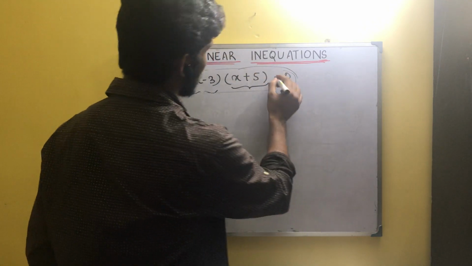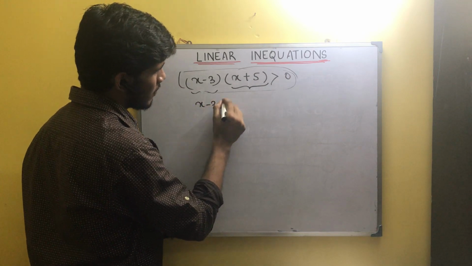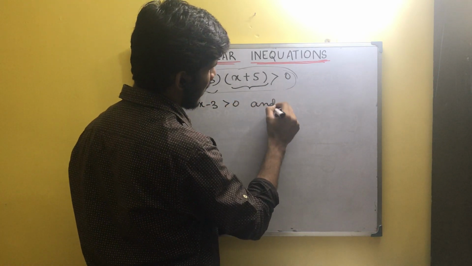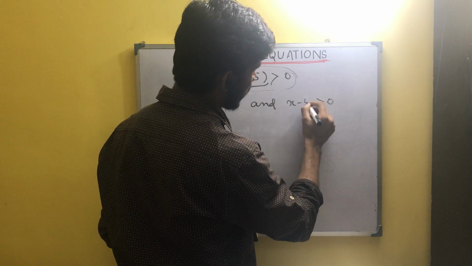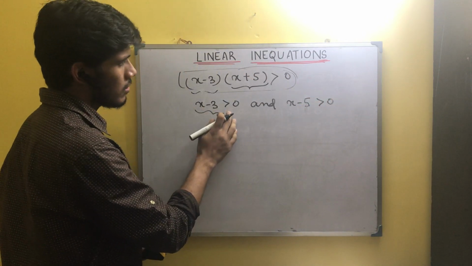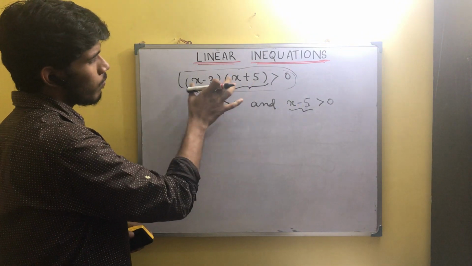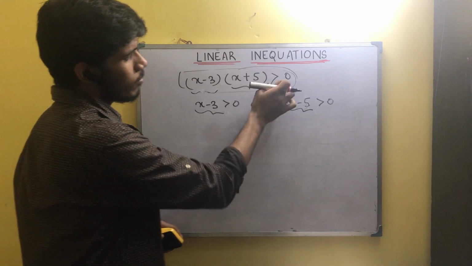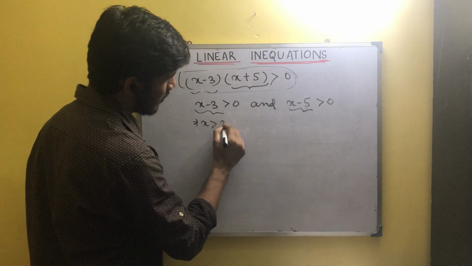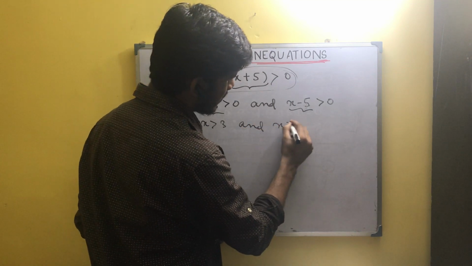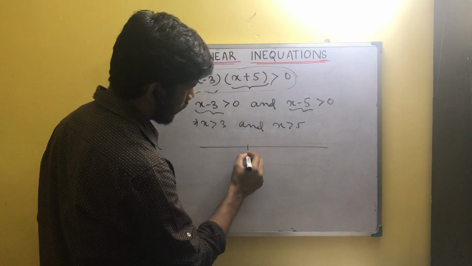Suppose this was given greater than 0, now what can happen? The first thing that can happen is x minus 3 is greater than 0 and x minus 5 is also greater than 0. Obviously if x minus 3 is positive, then x minus 5 needs to be positive also, then only the product of both these would be positive, isn't it? Now if this happens, then x is greater than 3 and x is greater than 5. So yes, obviously you are getting a value from here.